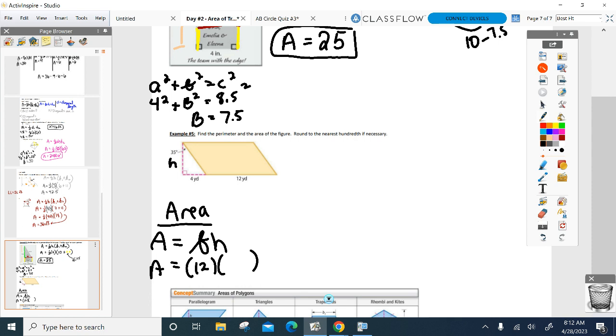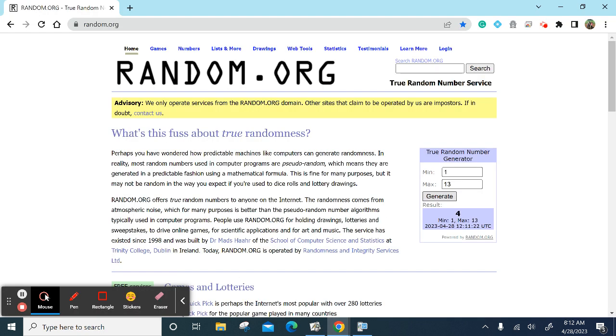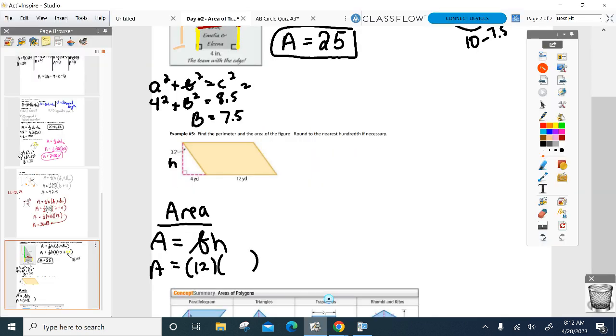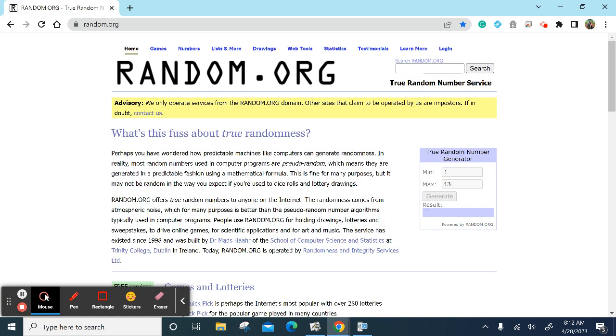All right, let's review. Going from the 35, what's the 4? Opposite, adjacent, or hypotenuse? Is the 4 opposite, adjacent, or hypotenuse to the 35? Anna? Opposite. What's my height? Adjacent or hypotenuse to the 35? 4?